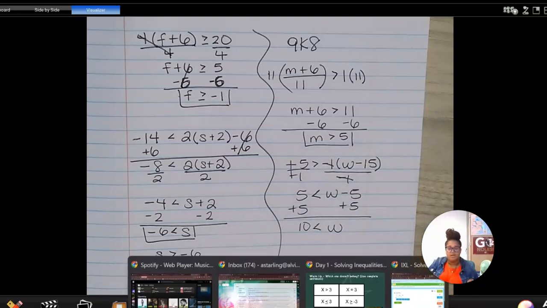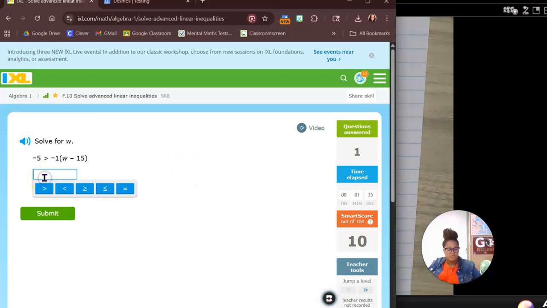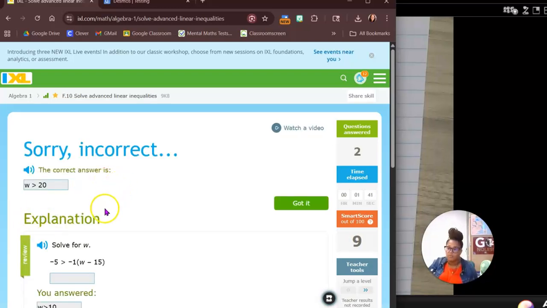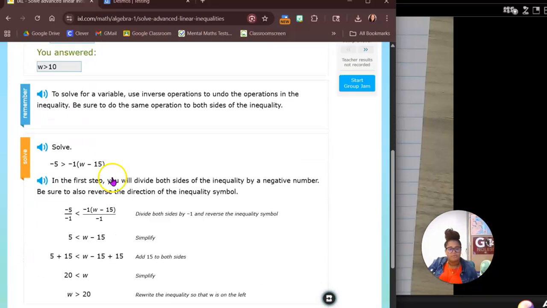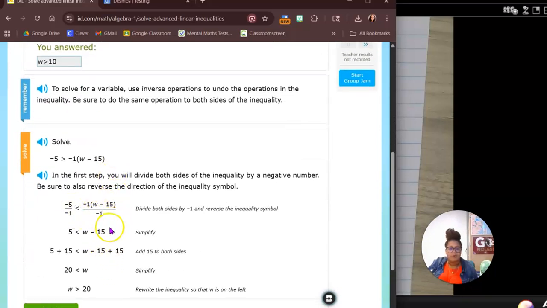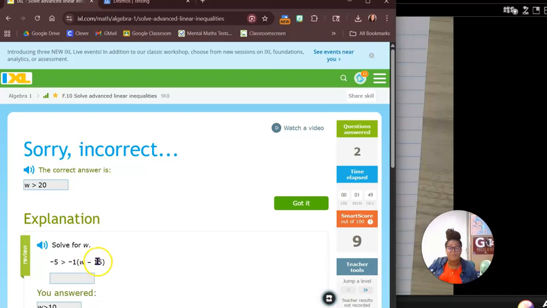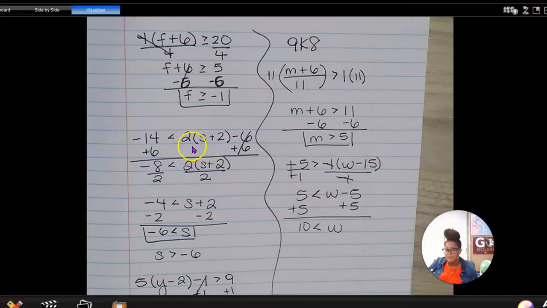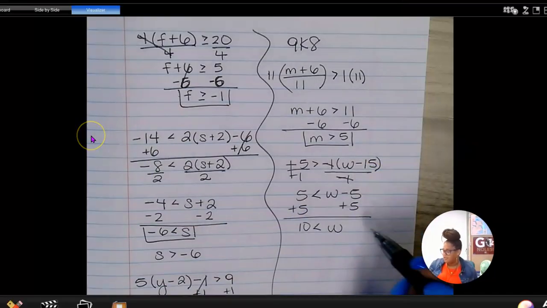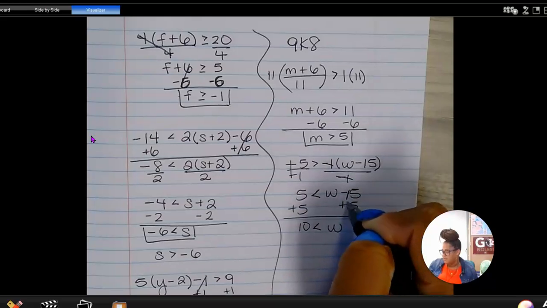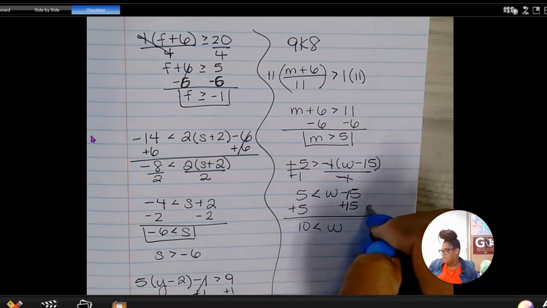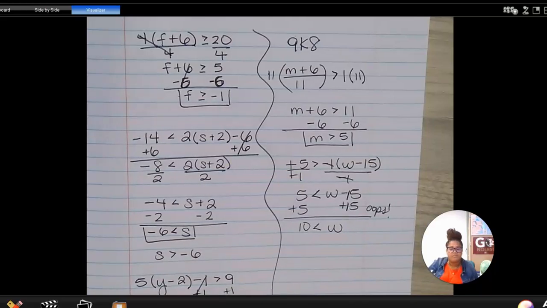Go back to my IXL lesson. W is greater than 10. Oh, got it wrong. Real wrong. What did I do? Divide by negative 1. Oh, I wrote the problem wrong. I wrote 15, and this should have been a 15. Oops. Okay, let's do it again. Let's fix it.